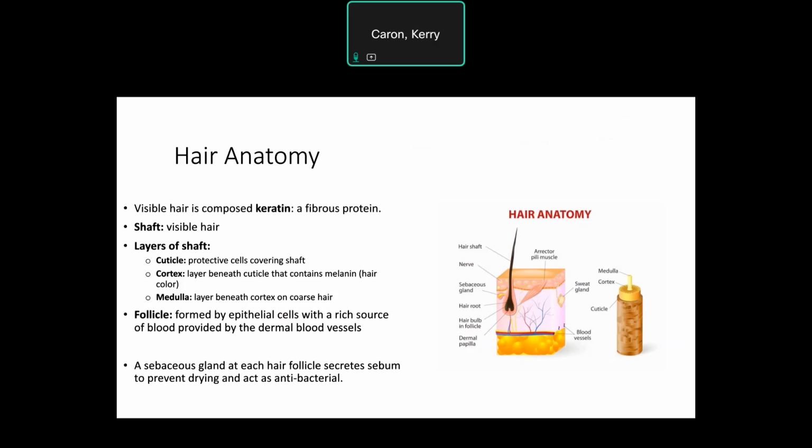The hair follicle is formed by epithelial cells. There's a lot of rich blood. It's found in the dermal layer. Next to it, you have this erector pili muscle that may make the hair stand up, or a sebaceous gland that secretes oil. It tries to help prevent the hair from drying out.